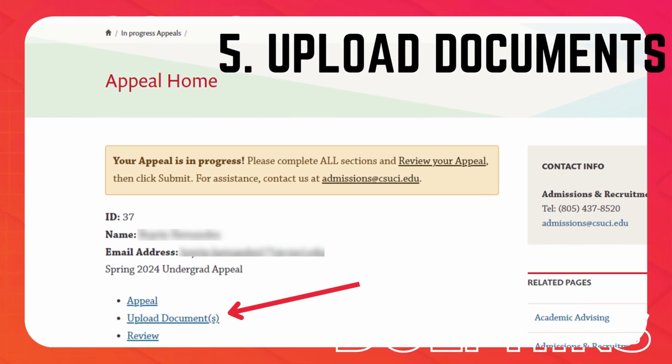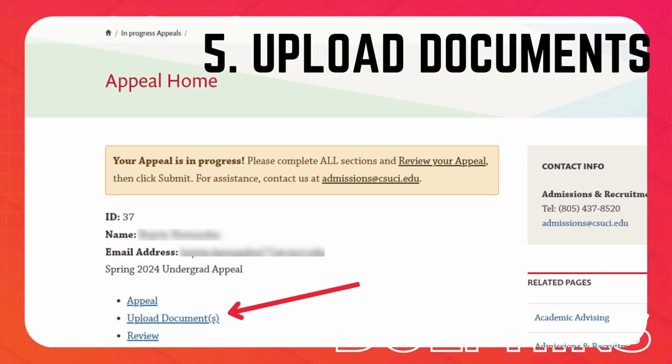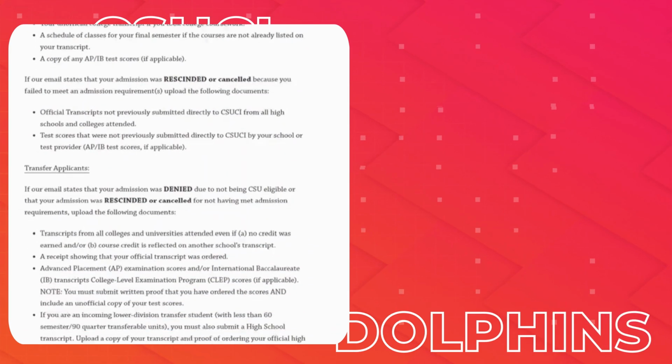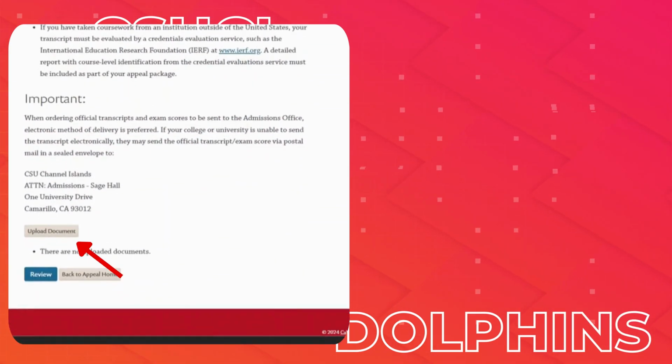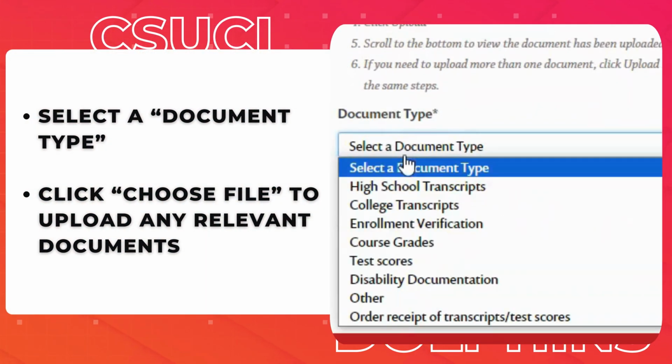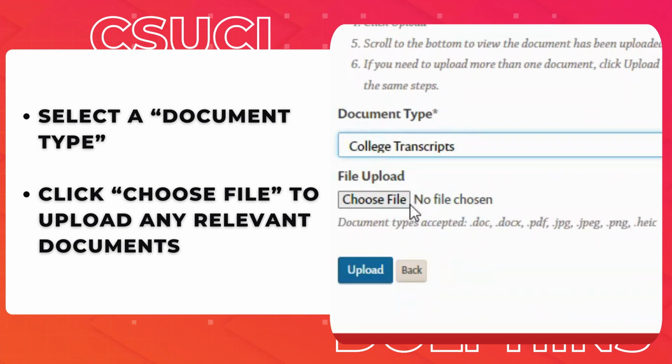In the next page, please take a moment to review the types of documentation you may upload with your appeal. Scroll down to the end of the page and click Upload Document. Select the type of documentation being uploaded. Then select the file from your computer. After selecting the file, click Upload on the form.